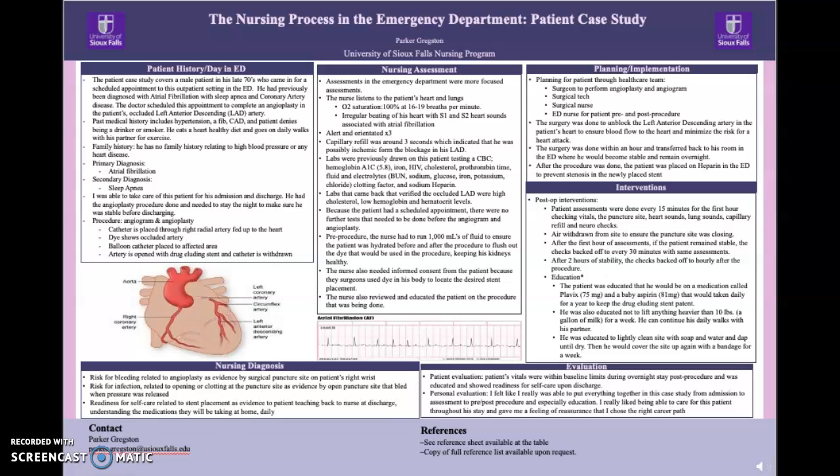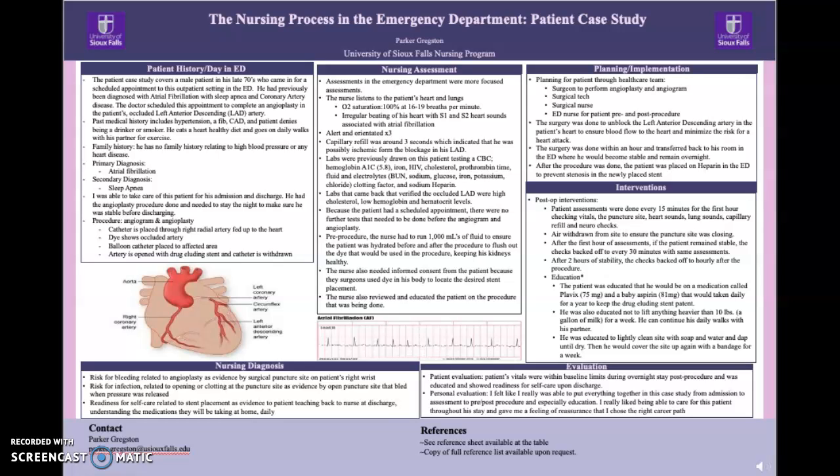So the evaluation: the patient remained stable and had baseline numbers the entire stay, and he was very well educated and showed readiness for self-care upon his discharge. Personally, I felt like I was really able to put the big picture together, from admission to assessments pre and post procedure, and I was able to do the discharge teaching with him. I took care of him his whole stay, from the day he was admitted until his discharge.